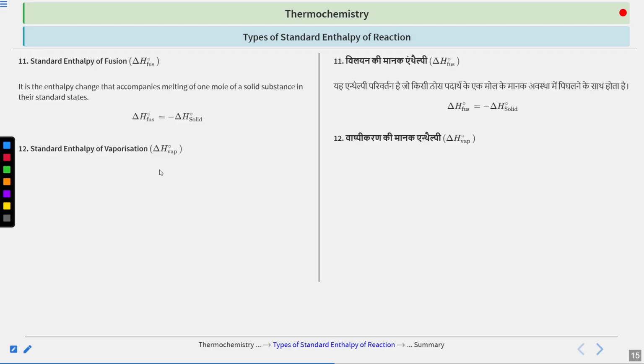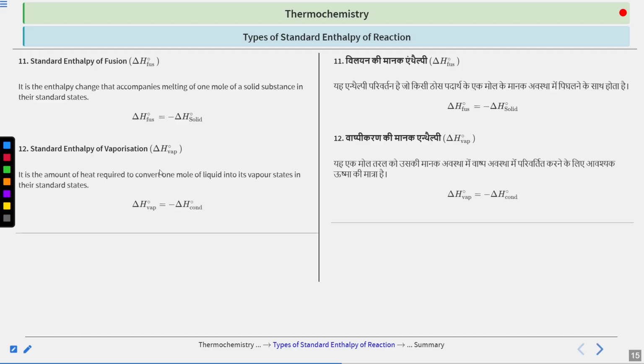Now next is standard enthalpy of vaporization. So what is standard enthalpy of vaporization? When your liquid is converted into gas, then we call it standard enthalpy of vaporization, and the heat that is exchanged is called the standard enthalpy of vaporization, which is represented by this. Okay. Now the opposite of that would be condensation, and that is represented by delta H naught. Okay, clear?